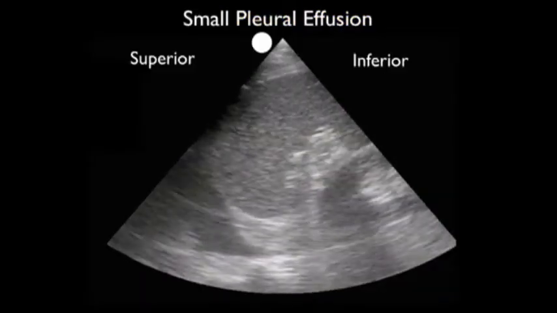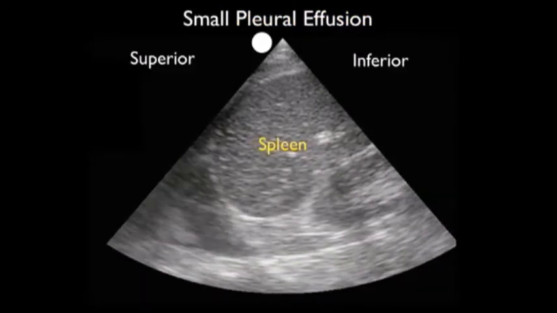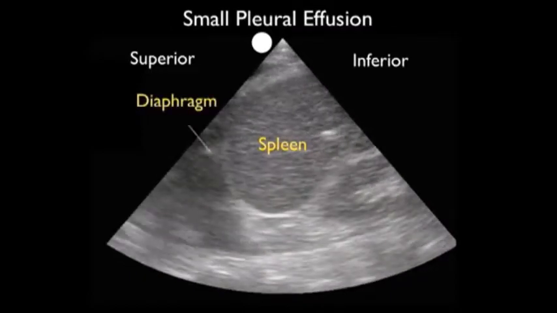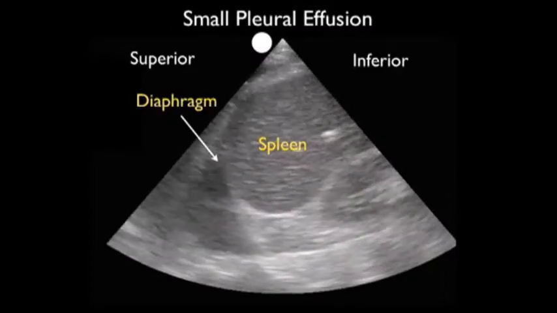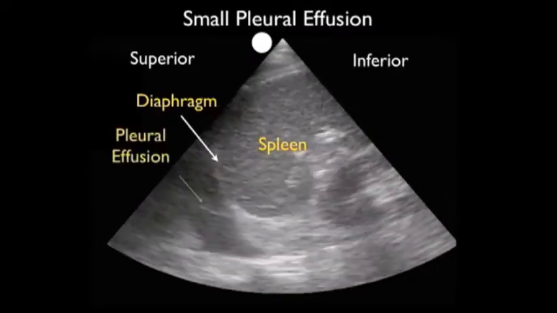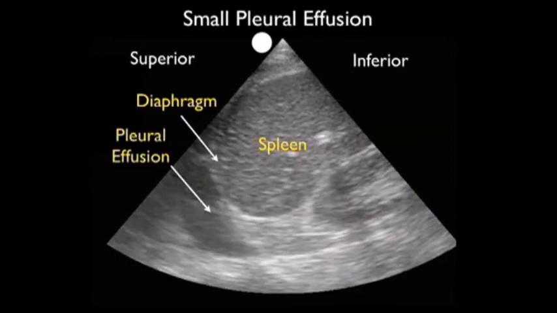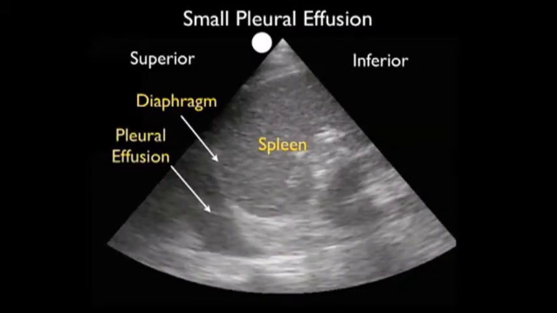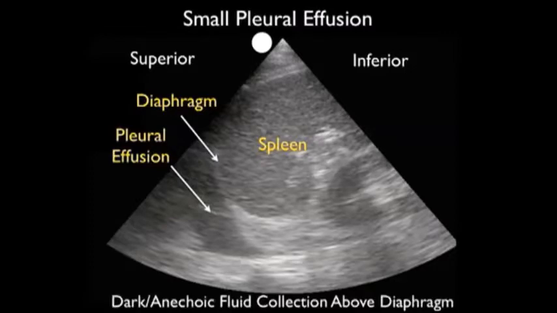Here's a video clip showing a small pleural effusion as taken from the left upper quadrant view. Here we see the spleen in the middle of the image, the kidney inferior to the spleen, and the diaphragm, the curving white line that's moving up and down as the patient breathes right above the spleen. As we look into that area above the diaphragm, we appreciate the presence of a dark or anechoic fluid collection above the diaphragm. This represents a positive pleural effusion. Notice that the amount of fluid is relatively small, and we can actually see the lung moving up and down to the left of the image here.